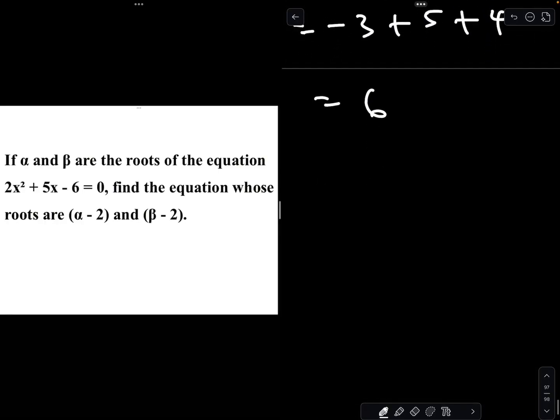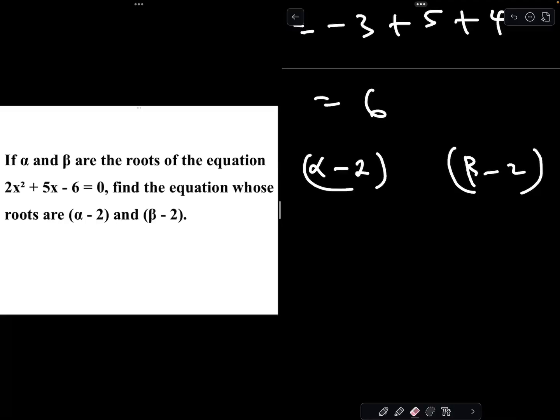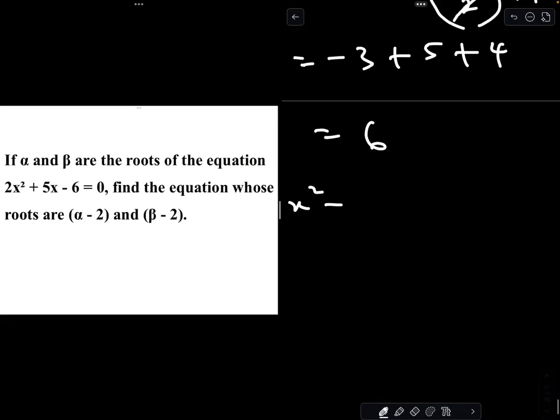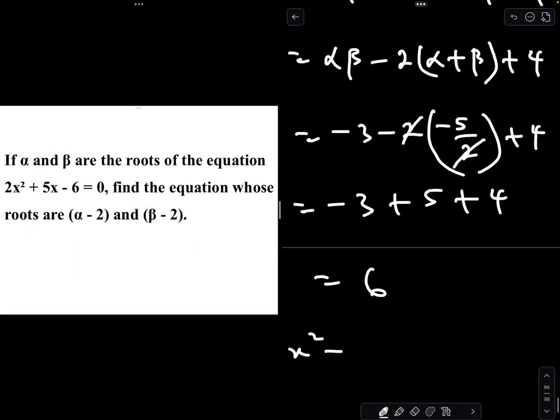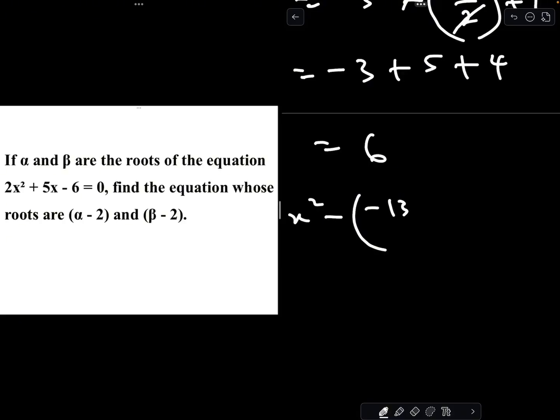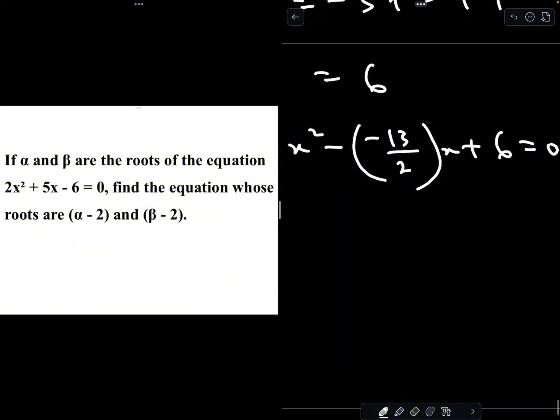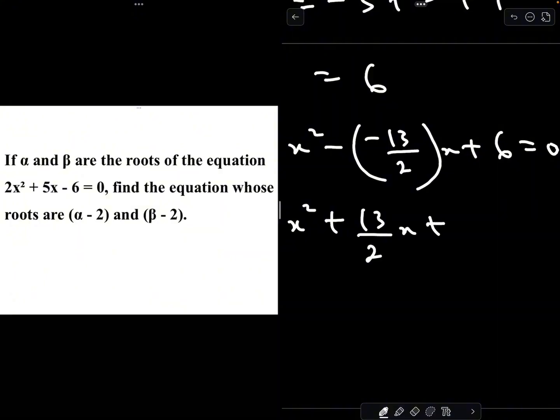Therefore, the equation whose roots are alpha minus 2 and beta minus 2 is, we already know, x squared minus sum of the roots times x plus product of roots. The sum of the roots is minus 13 over 2, so that's x squared minus into bracket minus 13 over 2 x plus the product of the roots, which is 6, equals 0.